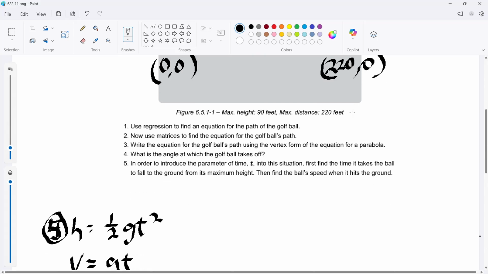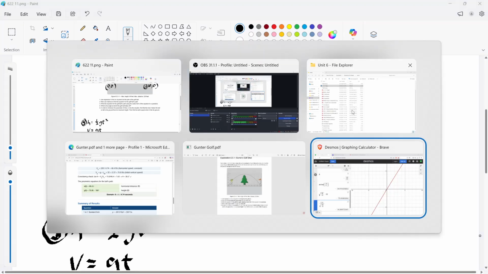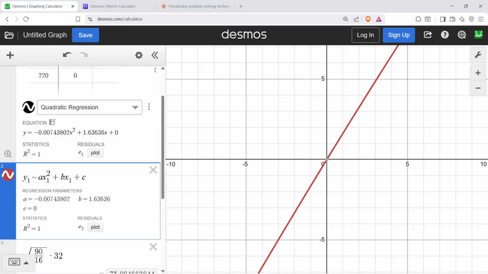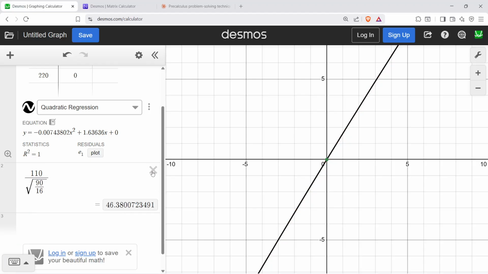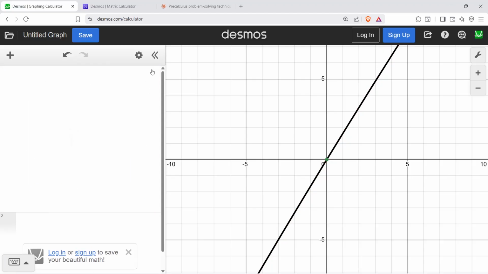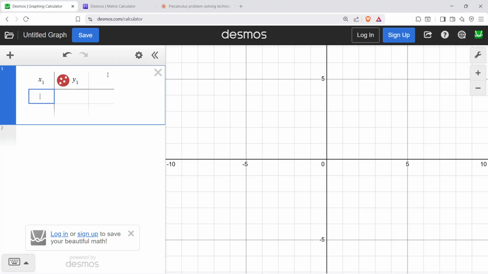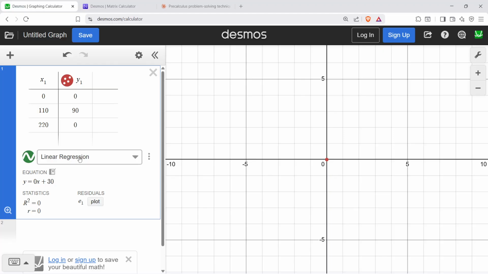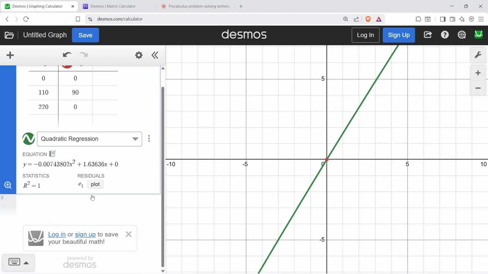Part 1 says use regression, not linear regression, to find an equation. You can do this on your TI 84 or whatever. I'm going to do it on Desmos, and I'm going to start fresh here. So I'm going to put in these values: 0, 0, the vertex 110, 90, and then 220, 0, back down to the ground.